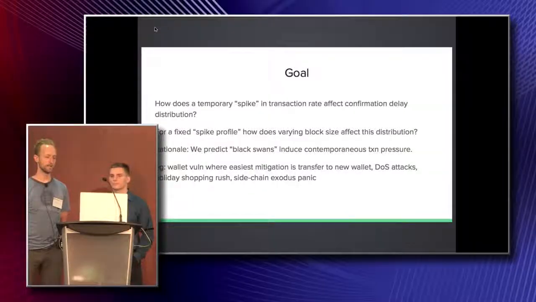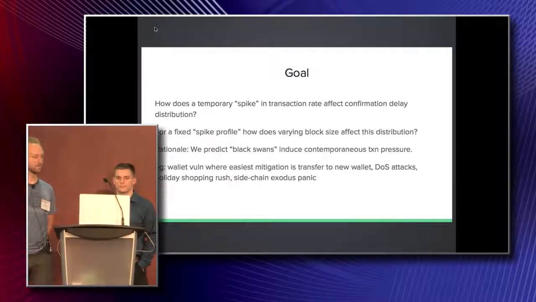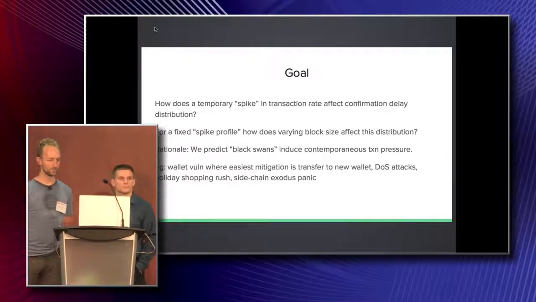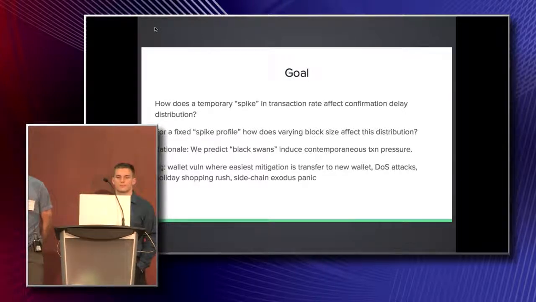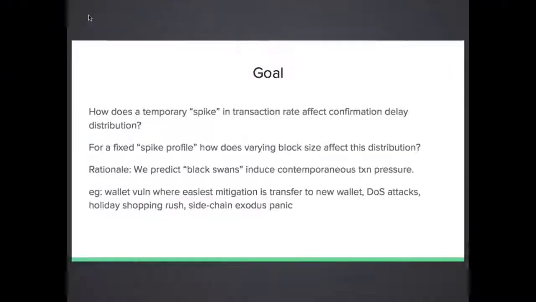Okay, so our goal for this project, our rationale, what we're interested in is black swan events where many transactions arrive in a short period of time. So this could be because of DOS attacks, so just a few entities creating many transactions, or there could be events where many different people want to make a transaction, and it could be benign, like a shopping spree.